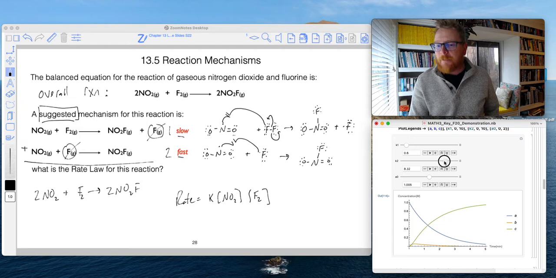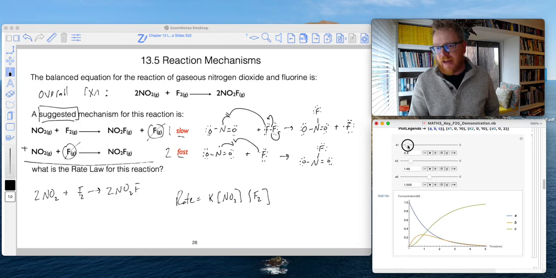But now what happens if I start to approach the K1 rate constant? Okay, so now you can see, even though it's like twice as much, when I mess with that thing, it is changing the reaction profile.